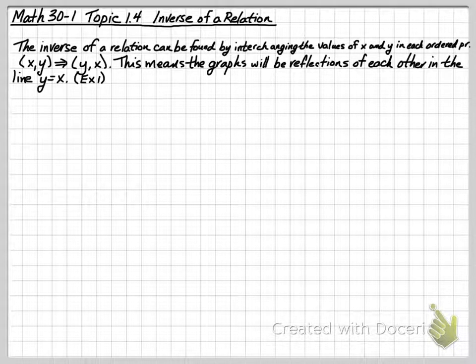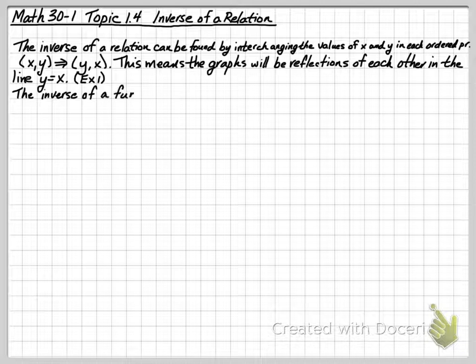Today in Math 30-1, we're taking the last topic in Chapter 1, and that is the inverse of a relation, topic 1.4. The inverse of a relation can be found by interchanging the values of x and y in each ordered pair. What that means is every point on our graph (x, y) is going to become reversed (y, x). This means the graphs will be a reflection of each other in the line y equals x. We're going to look at that in example 1.